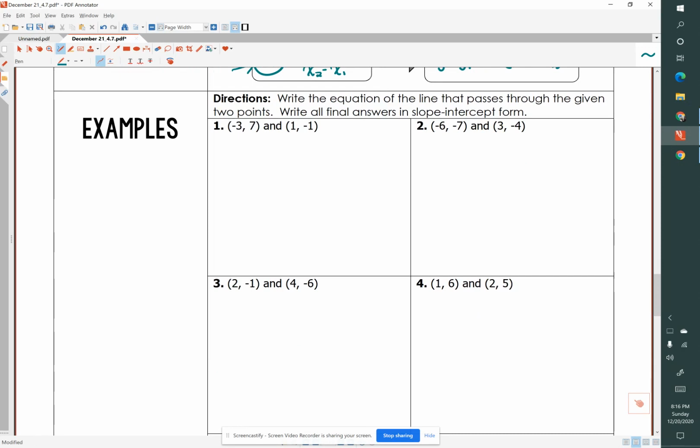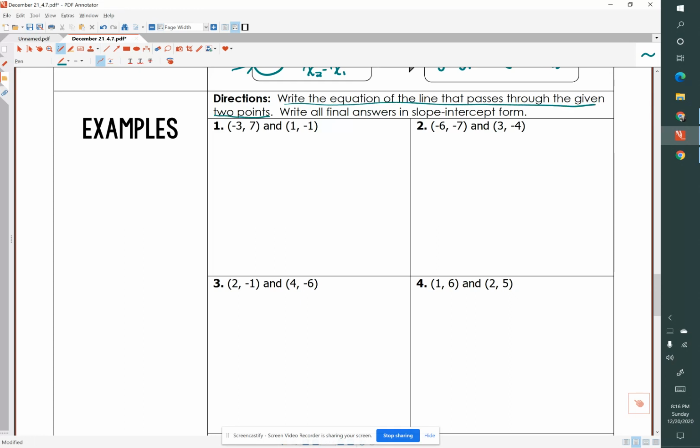And please show all your work, because this is all about the process. This isn't about the answer. This is about how did you get there. So we're going to write the equation of the line that passes through the given 2 points.